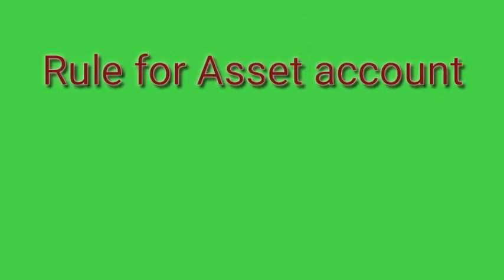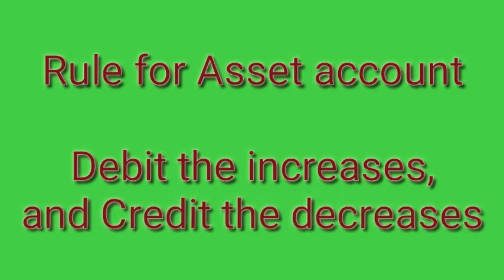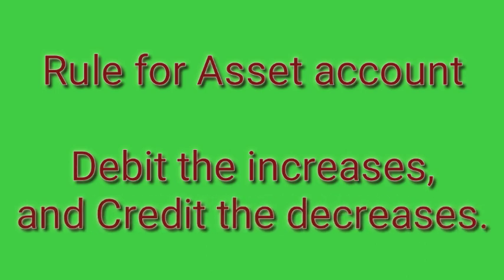Now the first rule, for asset account. I have already explained what an asset means in my previous video. If you have not seen it, please watch that video and find out. Rule of asset account: whatever is coming into the business, when it is increasing you have to debit, and when it is going out of the business you have to credit the account.